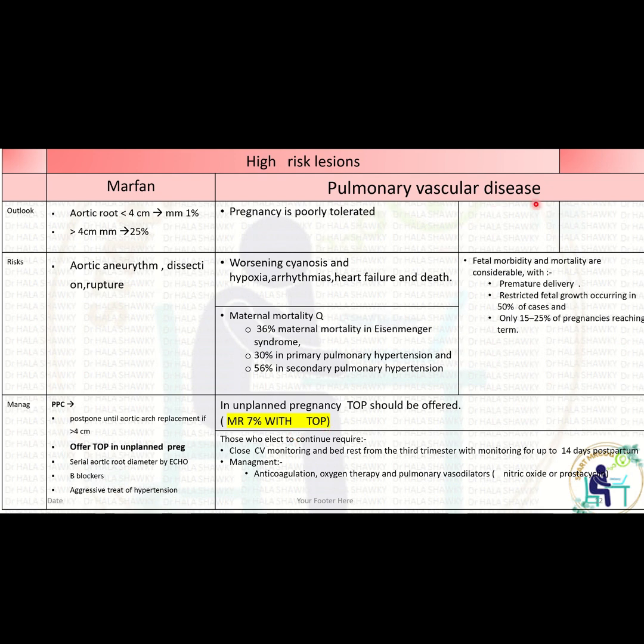Fetal morbidity and mortality is considerable, with premature delivery, fetal growth restriction in 50% of cases, and only 50 to 25 pregnancies reach term. Those who choose to continue require close cardiovascular monitoring and bed rest from the third trimester, with monitoring up to 14 days postpartum. Usually they receive anticoagulation, oxygen therapy, and pulmonary vasodilators like nitric oxide and prostacyclin.